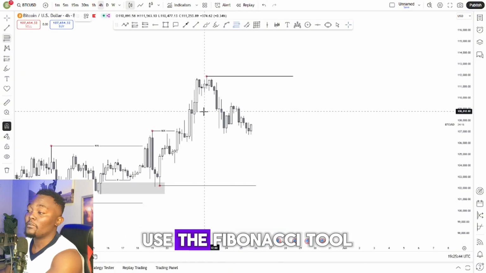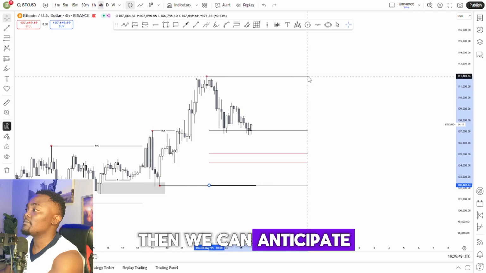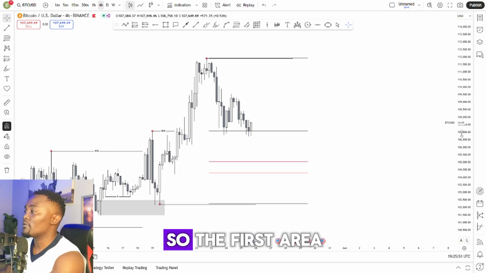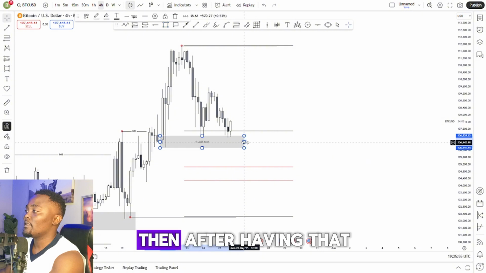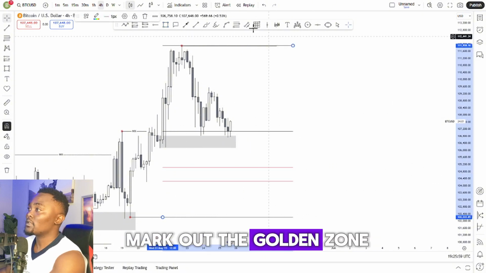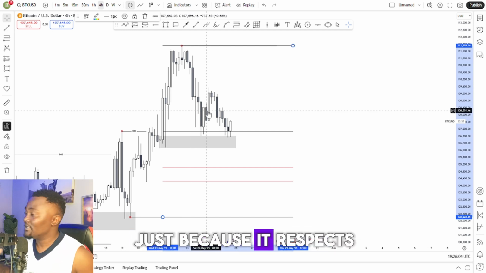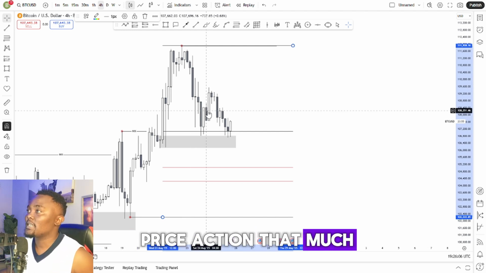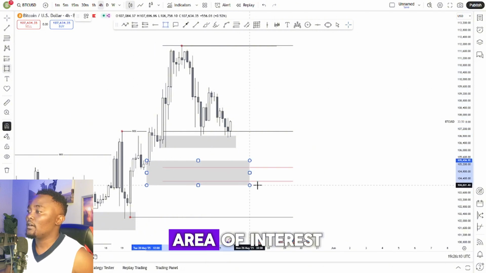Now we have to use the Fibonacci tool from the low to the high. Then we can anticipate areas of interest. So the first area of interest should be this one here. Then after that area of interest is marked out, now we have to mark out the golden zone, just because it's a very important area of interest, because it respects price action that much, guys, né? So around here, this should be your area of interest.